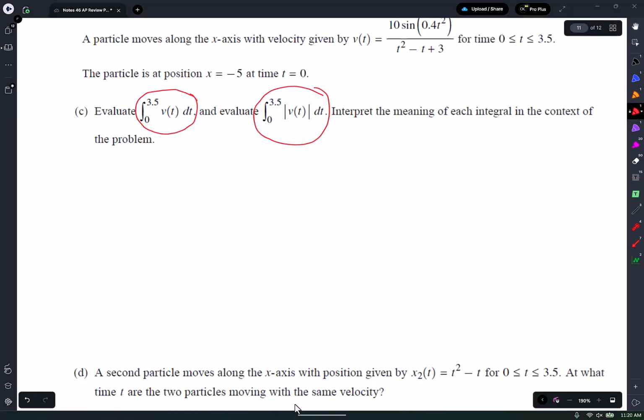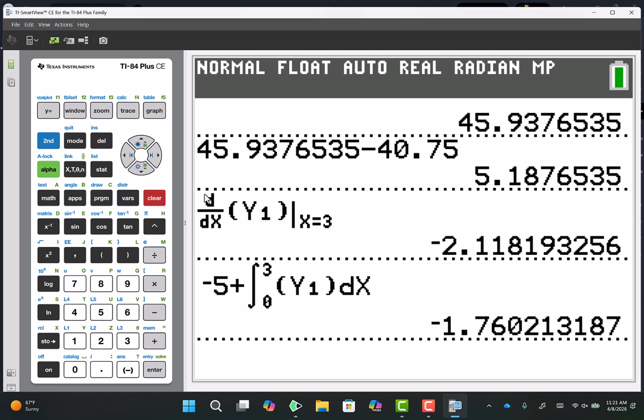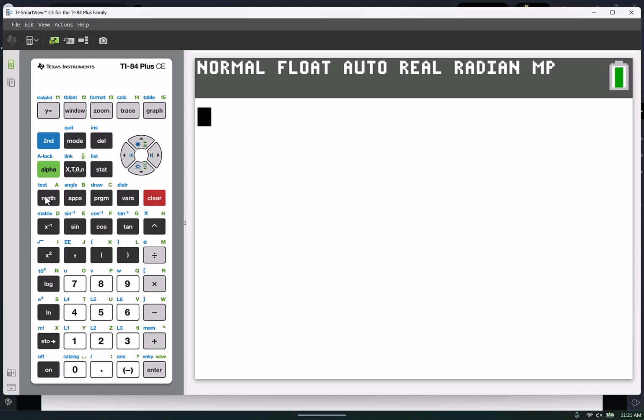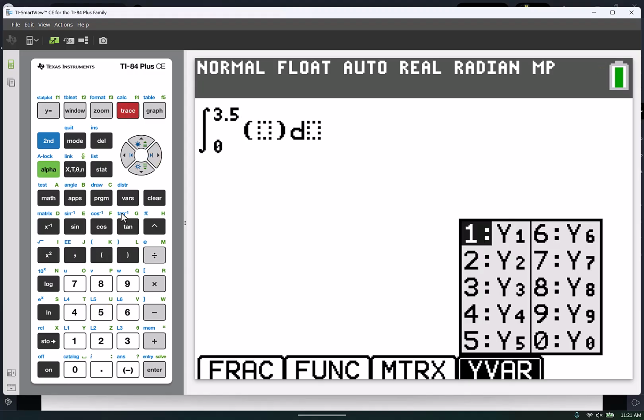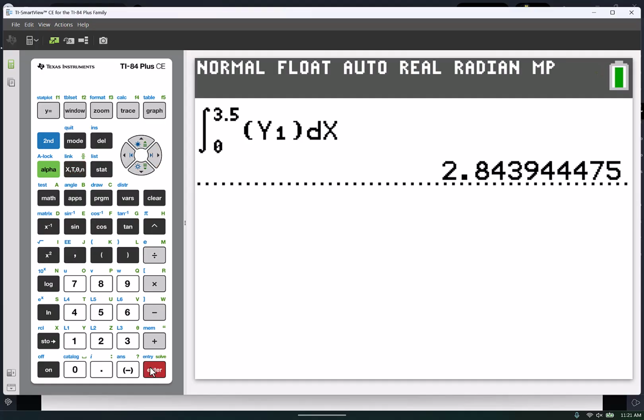Oh, it's because we're getting pretty close. How do I do absolute value? Math and then number. Okay, let's do it together. So it's already on Y1, right? So math 9, from what to what? 0 to 3.5. So here it is. And then I'm going to go alpha trace Y1 at X. And there it is, 2.84.